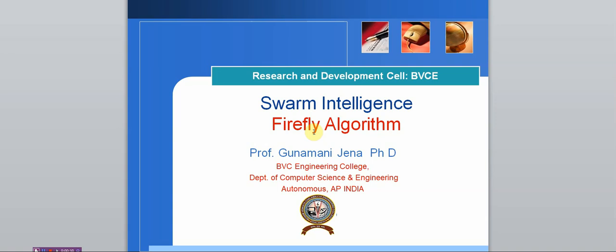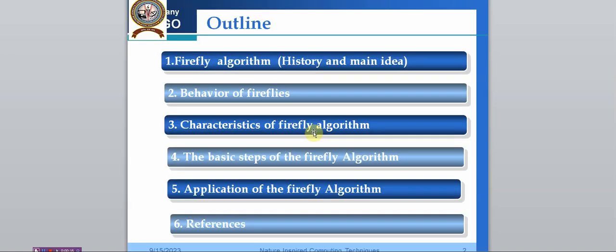And in this video series today, we will be mainly focusing on the Firefly algorithm. This is also one of the swarm intelligence algorithms. Before I present, let us have a discussion about the outline.